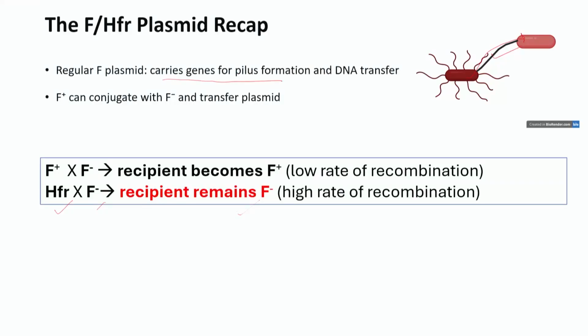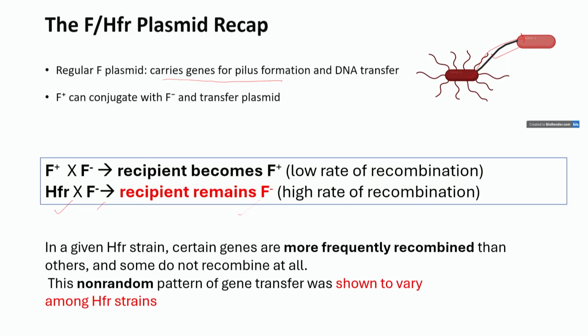So if it is only the F factor that has to be transferred, it is easy for it to get transferred and the F minus cell becomes F plus, but when it gets integrated and becomes HFR, it is almost impossible to transfer itself along with the whole genome, and that is when the F minus cell never becomes an F plus cell. And I also told you that these HFR strains are used in the mapping of the bacterial genome. These HFR strains can be inserted at different locations in the bacterial genome, right?